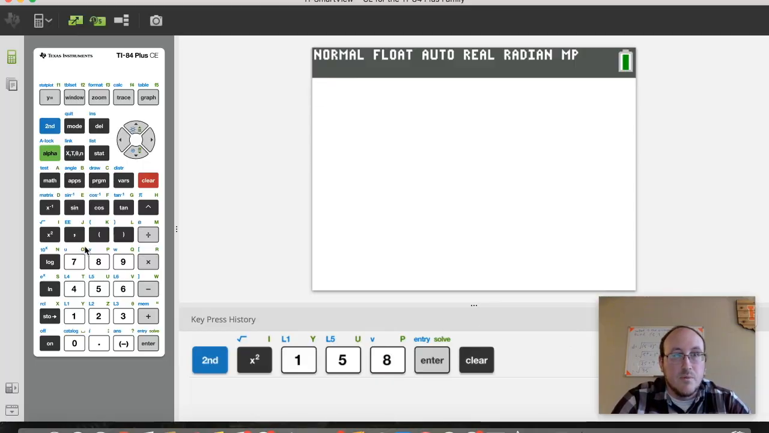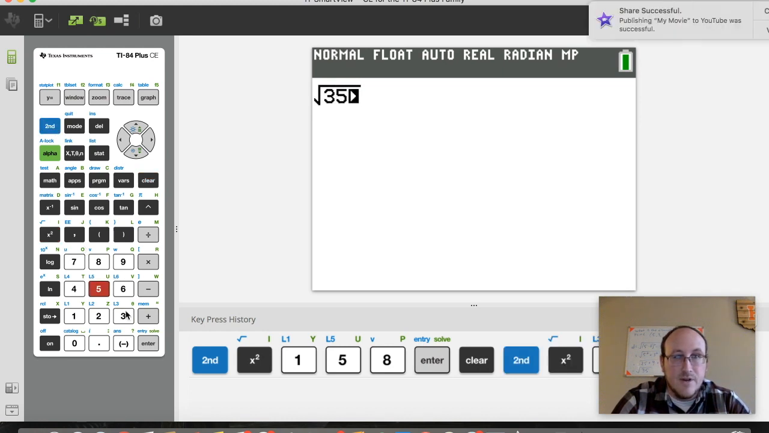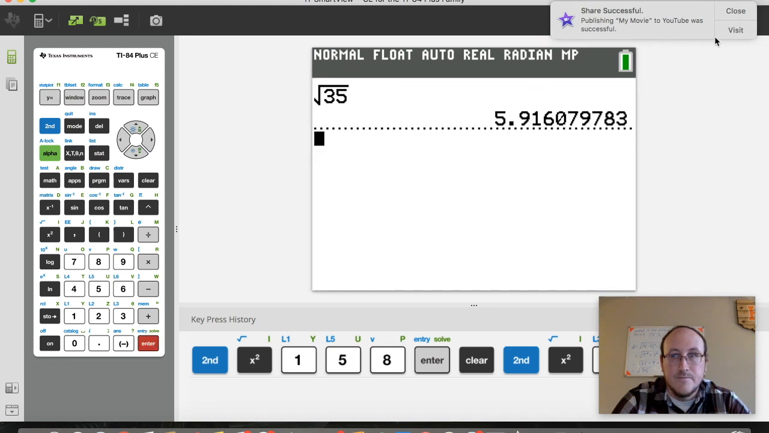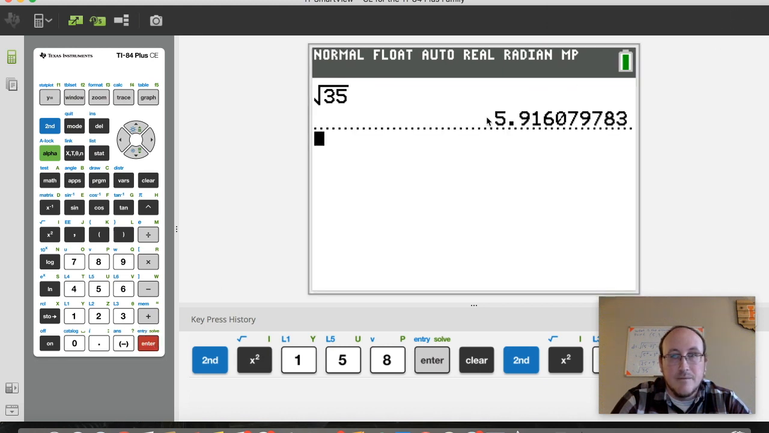Okay, so I want to approximate the square root of 35 using my calculator now. So I'll go second, square root of 35, is equal to. We're looking at rounded to 2 decimal places, the nearest hundredth, we have 5.92. So the distance between this point and the origin is approximately 5.92 units.